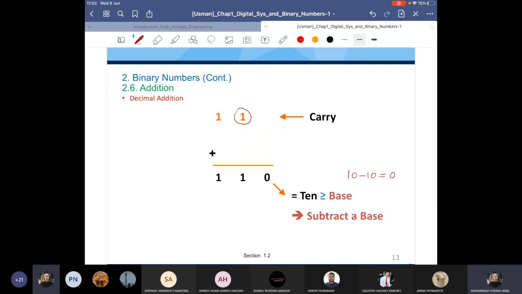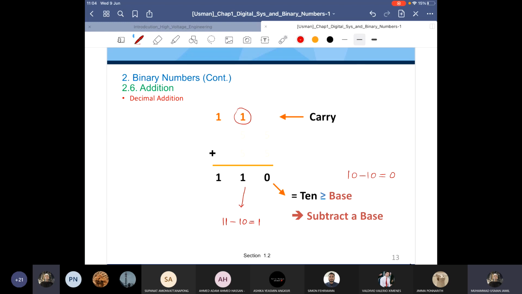Then again 5, 5, and this 1 carry, so we have the number 11. When we have 11, we say 11 minus the base 10 is 1. So 1 comes here and then again 1 carry. Maybe here is nothing, so the carry comes down. That is 55 plus 55.